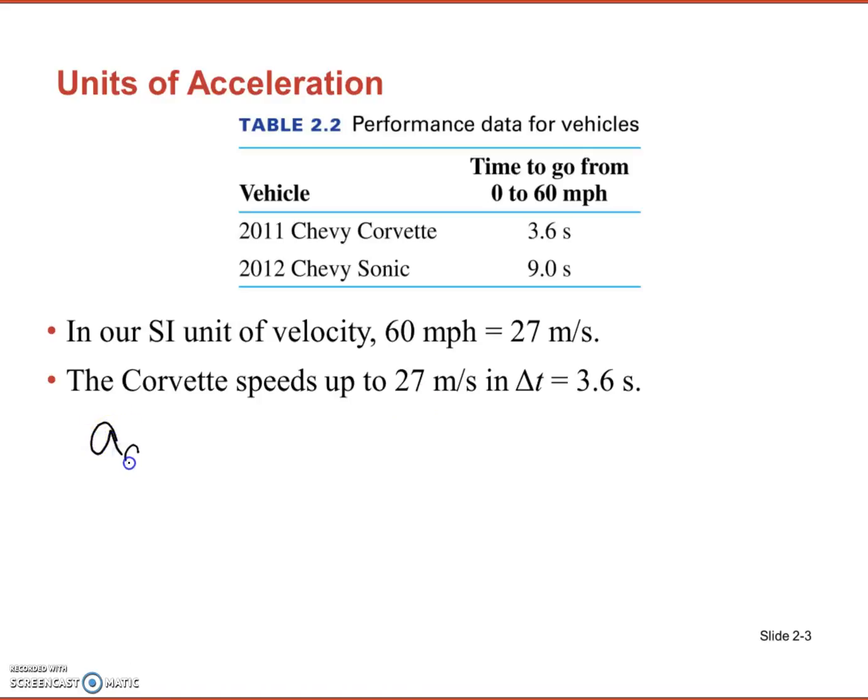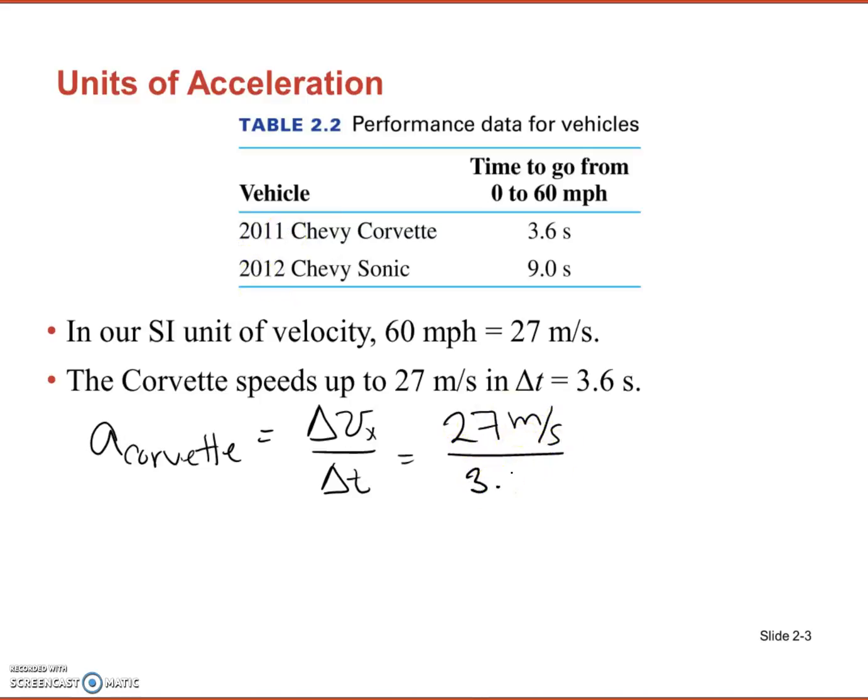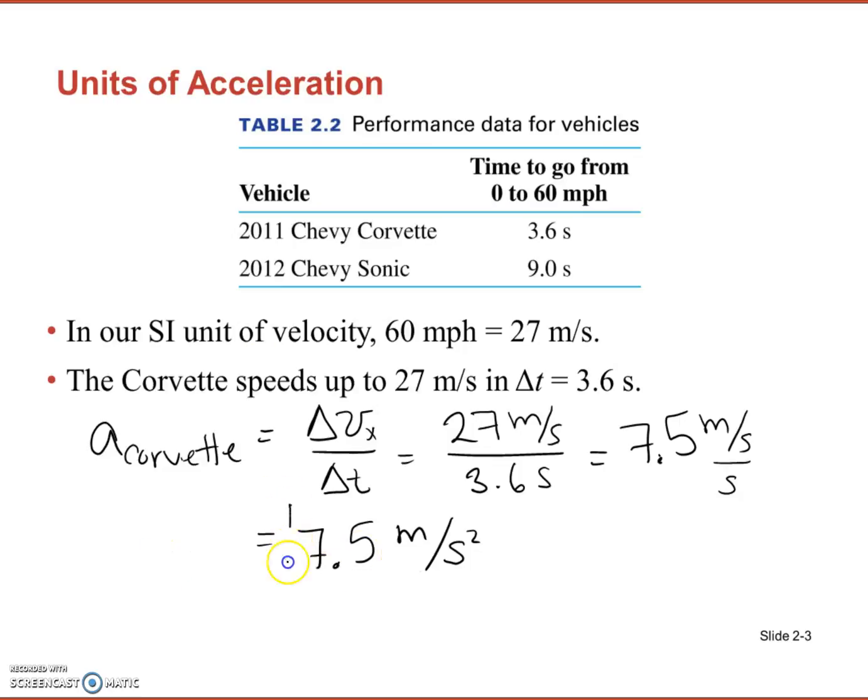Let's find the acceleration of the Corvette. It's equal to the change in velocity divided by some time interval. In this case, 27 meters per second divided by 3.6 seconds. If you put that into your calculator, you get 7.5 meters per second divided by seconds. Once again, what do these units mean? Well, that is simply 7.5 meters per second per second, or meters per second squared. We say meters per second squared. That's the acceleration of the Corvette.